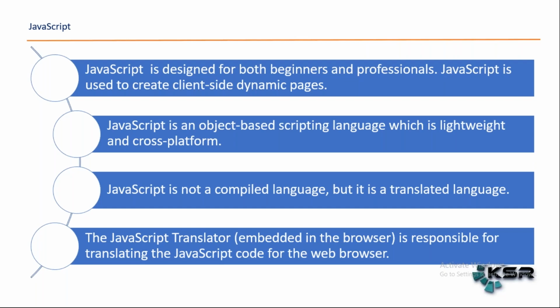The JavaScript translator is embedded in the browser. You might have seen a lot of browsers, like Chrome, which is the popular one, or Firefox, or Opera, whatever browser we are going to use. The JavaScript translator is embedded into the browser and translates the JavaScript into something understandable by the web browser. So any kind of web browser will be able to understand the JavaScript code using the JavaScript translator. That is the reason we are using JavaScript.